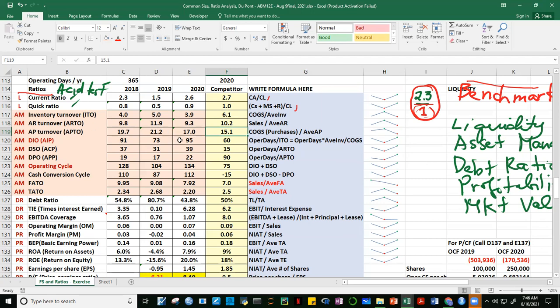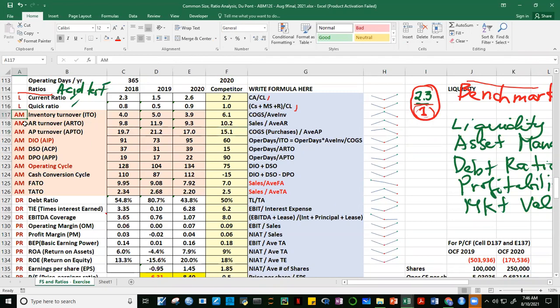Okay, so for our company, it was paying its suppliers 17 times a year. Okay, from purchase of the raw material up to payment. Purchase on account and then payment, that's 17 times. It was worse in 2019. It was 21 times a year. But our competitor is only doing this 15 times, which makes it better than how we are performing.